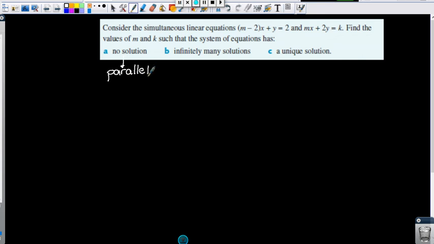And therefore we're going, I know what I have to do when they're parallel. They have the same slope. Do I know what the slopes are? Can we work out what the slopes are pretty quickly? Yep, just by rearranging. So we're going to have m take 2x plus y equals 2. You're going to rearrange that to get y by itself and tell me what the slope is. And you're also going to have mx plus 2y equals k. You will rearrange that and tell me what the slope is. I'll give you 30 seconds.